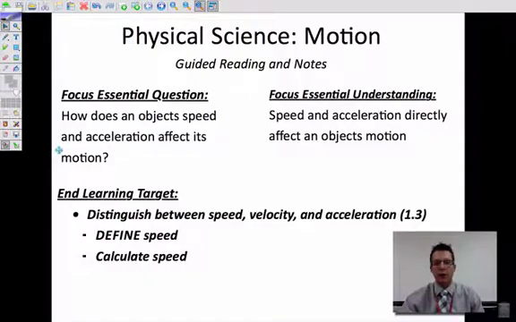Welcome to the guided reading and notes for the motion. Today we're going to be focusing on distinguishing between speed, velocity, and acceleration. We'll do that by defining speed and learning how to calculate speed.